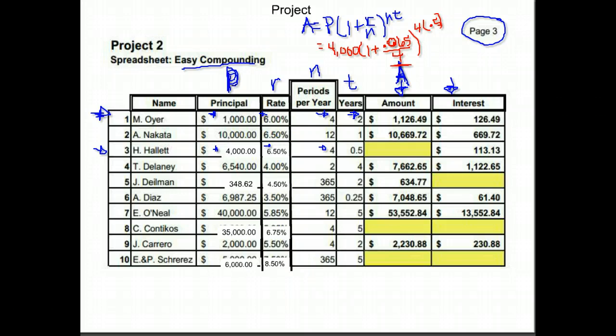Now you just have to make sure you do everything in the right order. So remember, we have to start with the parentheses in here. So first you do the 0.065 divided by 4. Then add 1. I'm going to put it down here at the bottom where I have a little more room. Okay, so now you should be at 4,000 times 1.01625 to the 4 times 0.5 is 2 up here. So this is where we should be at now. We divided this part, then added 1, and we also calculated what our exponent would be up here. Okay? So far, so good. Any questions on this?